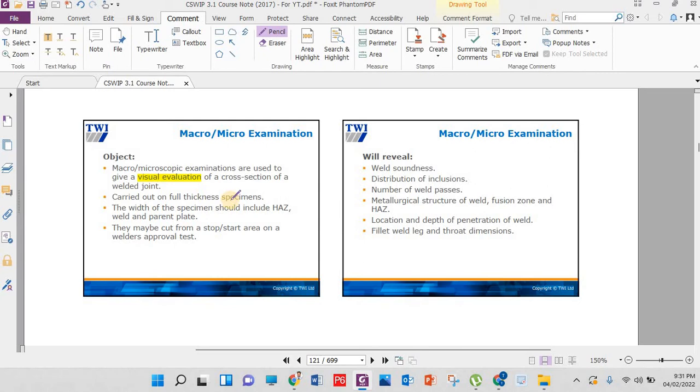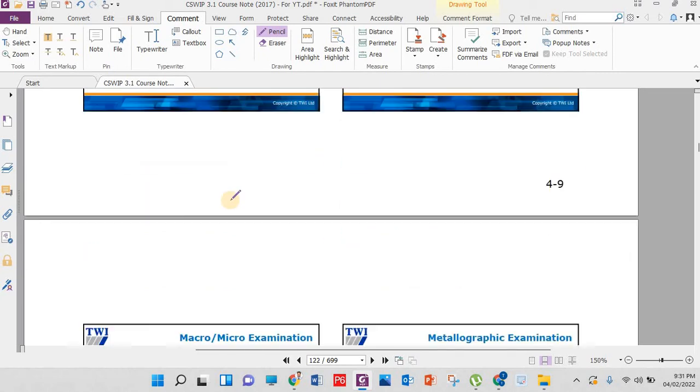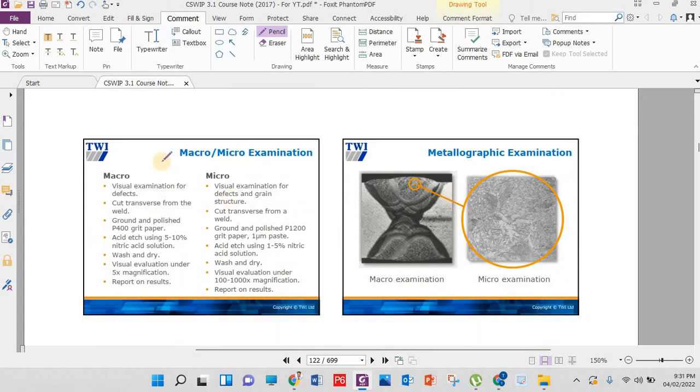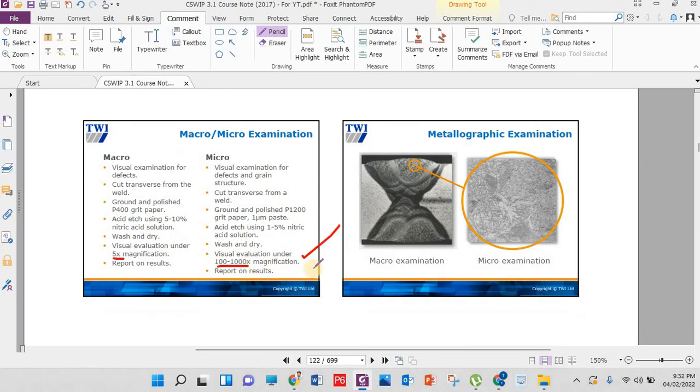All the visual evaluations, micro and macro, no need to worry about other things. You can see here the difference. Macro, here he gave you up to 5 times, but the original is up to 5 to 10 times. Then in micro, 100 to 1000 times. This is important. This will always come, one number also.